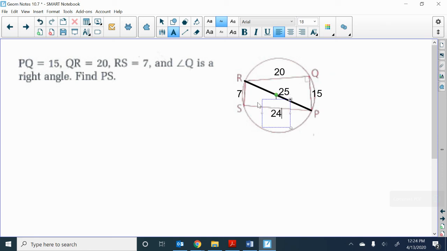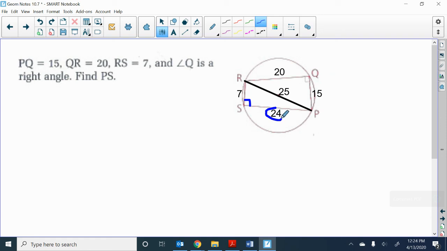How do we know that angle S is 90? Well, remember, opposite angles in a quadrilateral have to be supplementary. So if angle Q is 90, angle S is also 90. Ooh, that's a terrible box. And so I'm going to get a right triangle RSP. And yep, my 7, 24, 25 triangle holds.